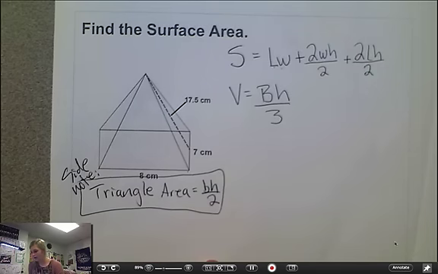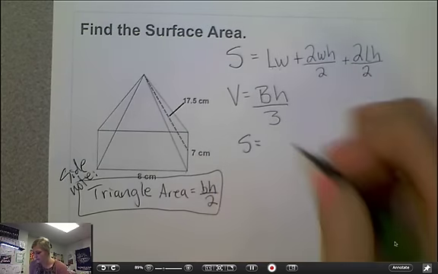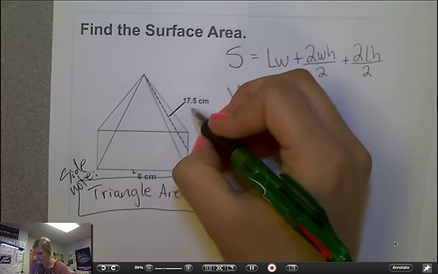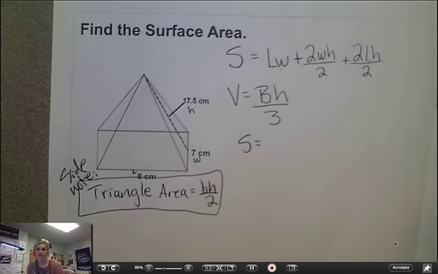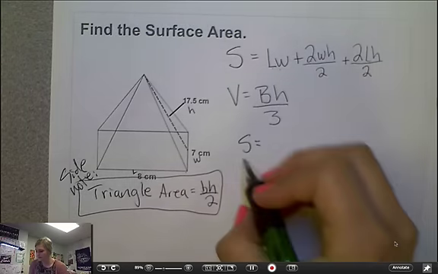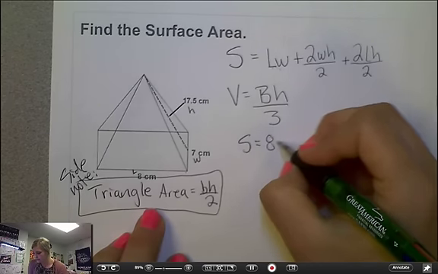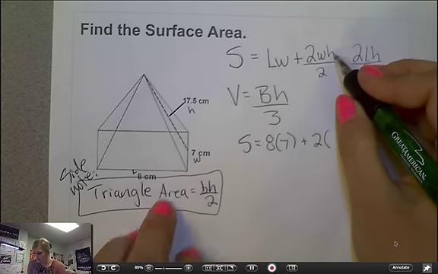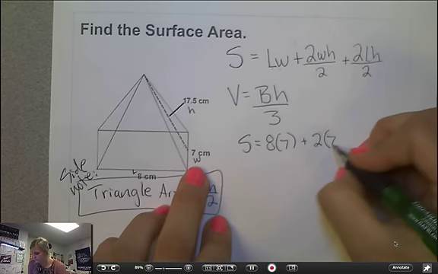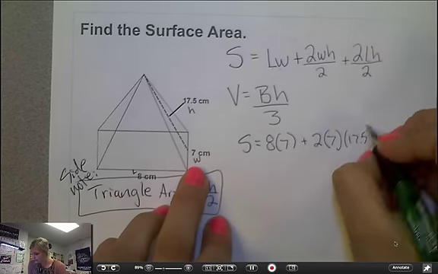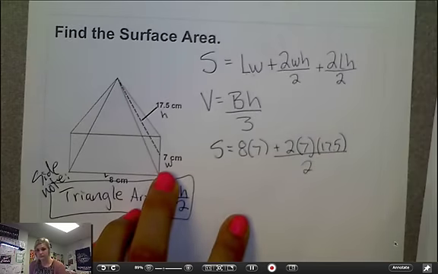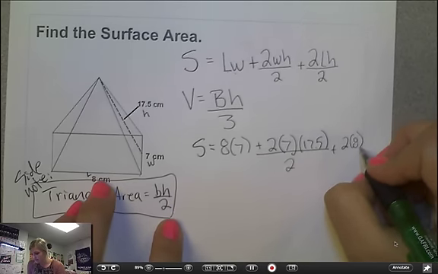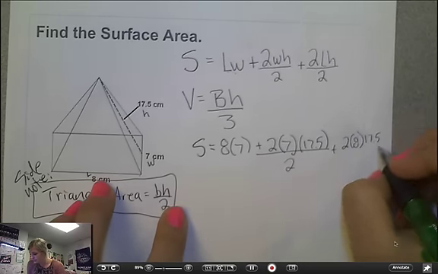Side note. Okay, so let's go ahead and plug in the information for our surface area. This is my length, this is my width, and then this is my, it's kind of like a slant height, but we'll just call it H for right now. So surface area is length times width, so 8 times 7 plus 2 times our width and our height. So width and height is that, so 17.5 divided by 2. And then plus 2, my length again is 8, and my height was 17.5, divided by 2.